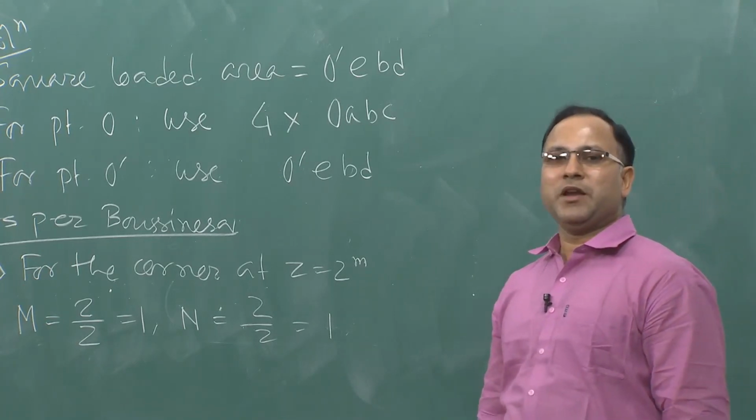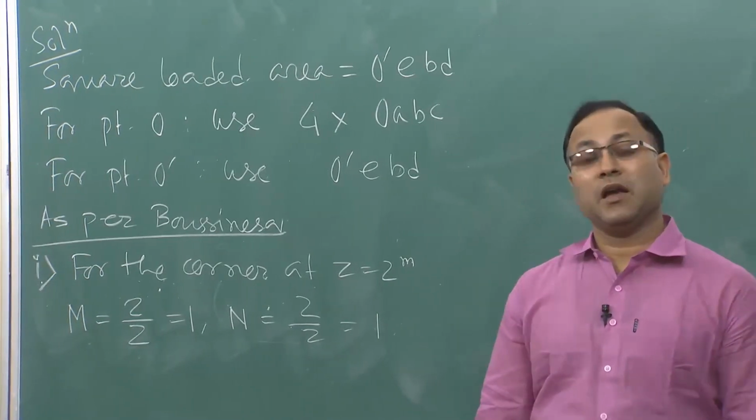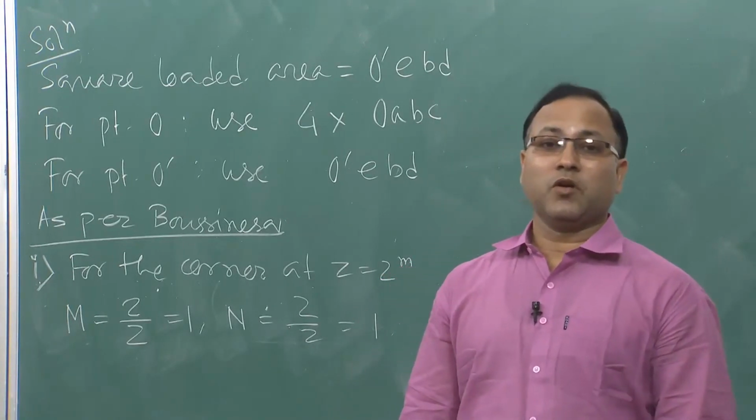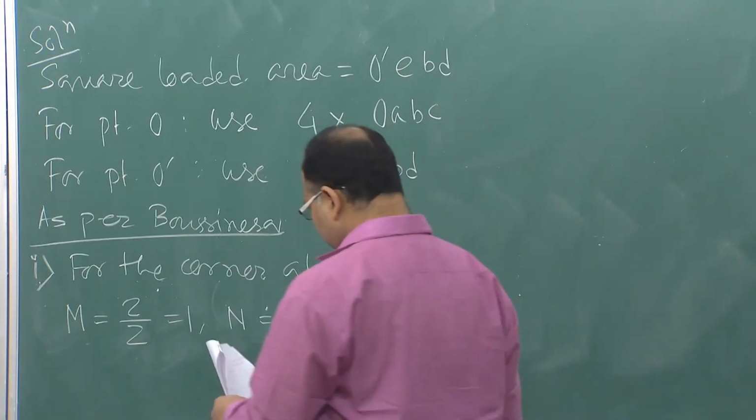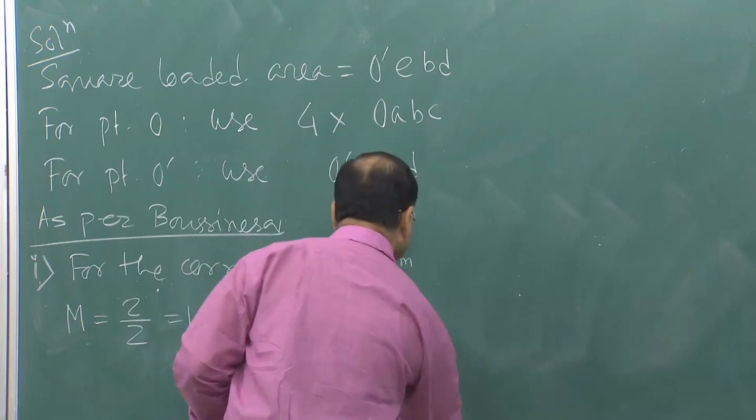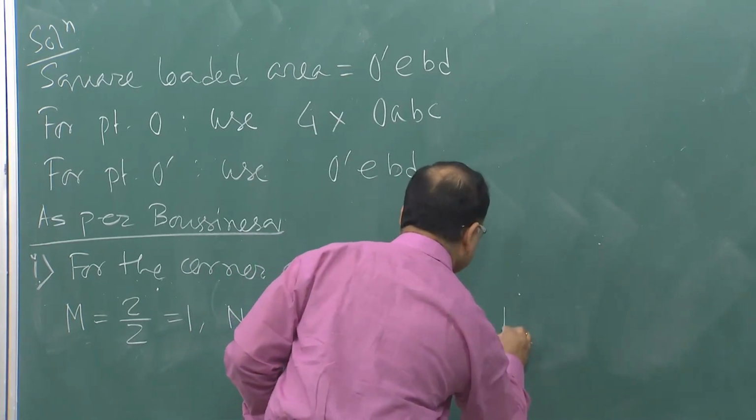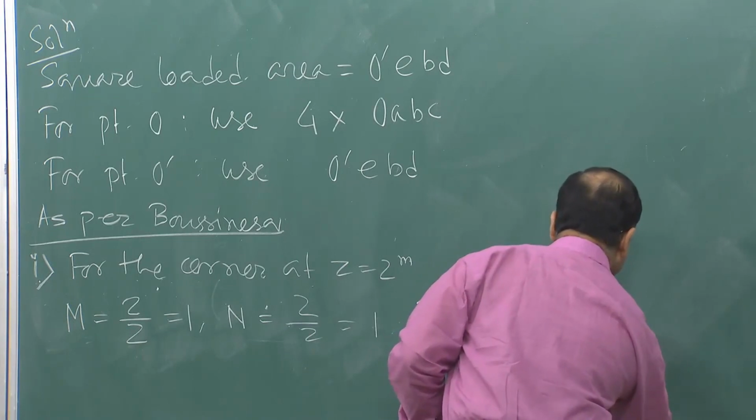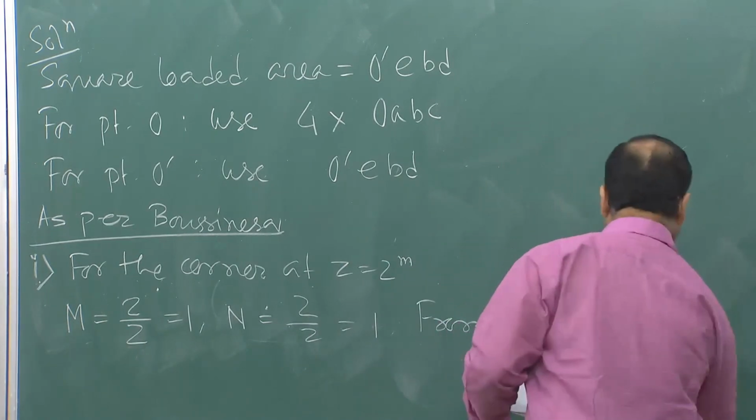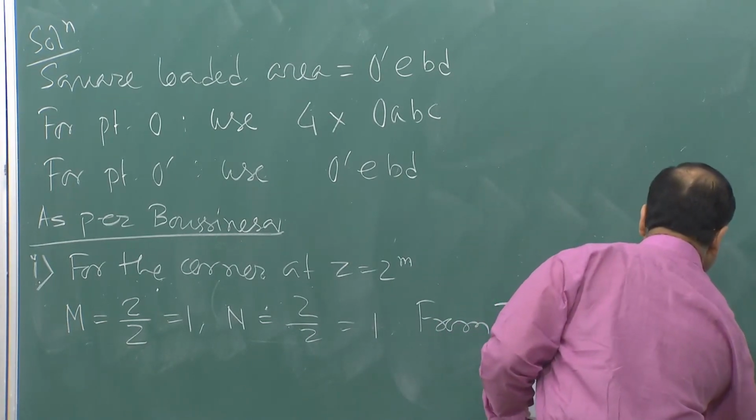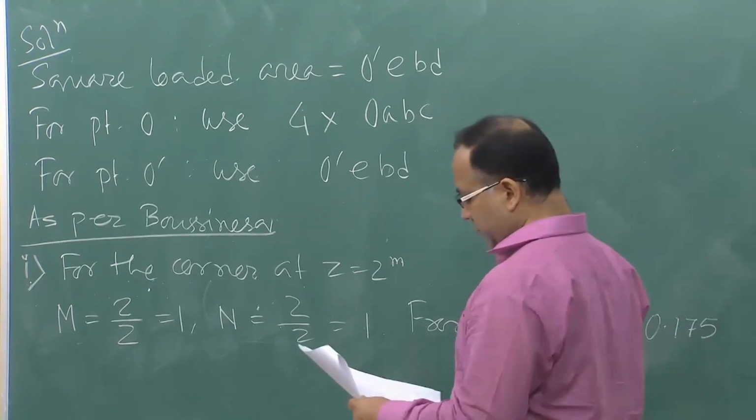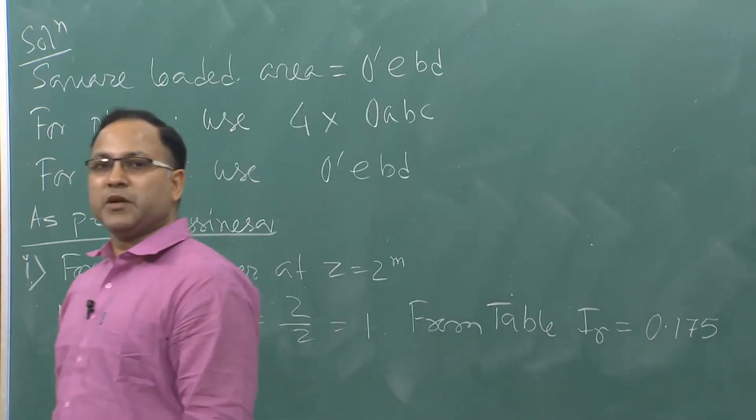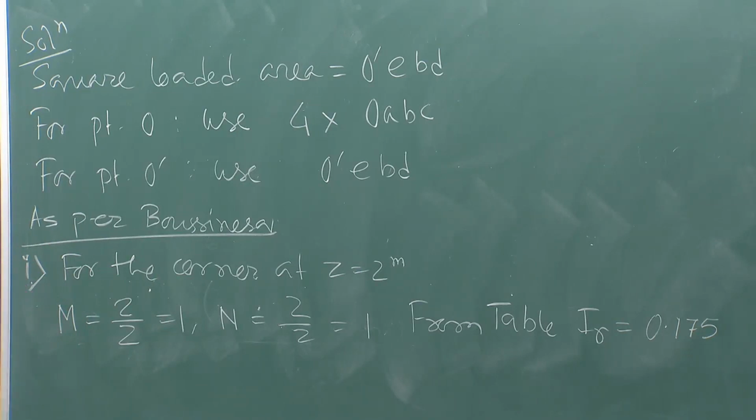Once you know m and n, from the table whatever I have given in the lecture, you can find out I sigma. So, you can check it, that comes as 0.175. If you are not getting I sigma directly, you need to do the linear interpolation. Okay.